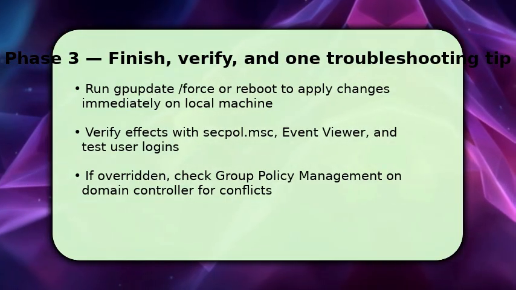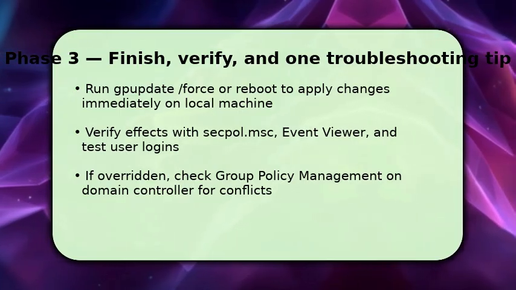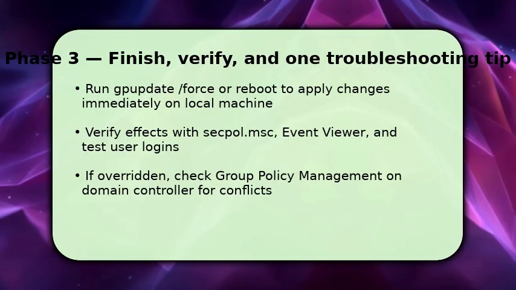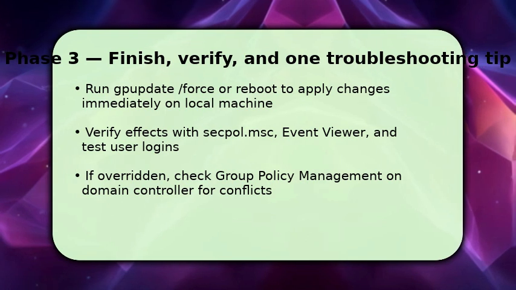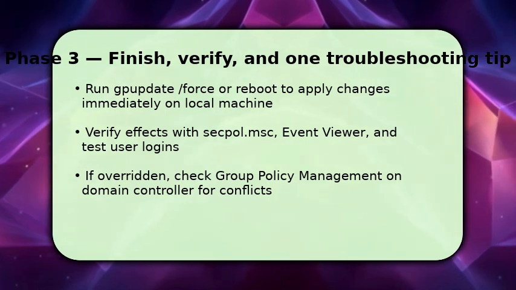If settings revert or don't apply, inspect Domain Group Policy. It can override local settings, and use Resultant Set of Policy to diagnose which GPOs are enforcing the current configuration.